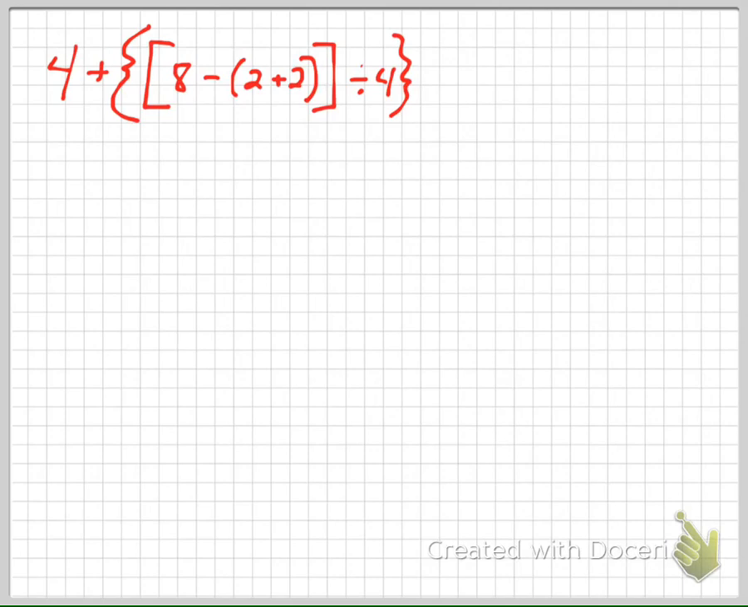Anyway. So we go through the gambit. We do this thing the right way. We look at this and go, do you see any parentheses? Yes. Oh, yeah, tons. Which one do I do first? The one that comes first. I go over here, I do this first.